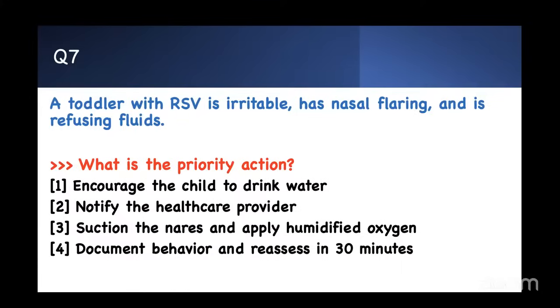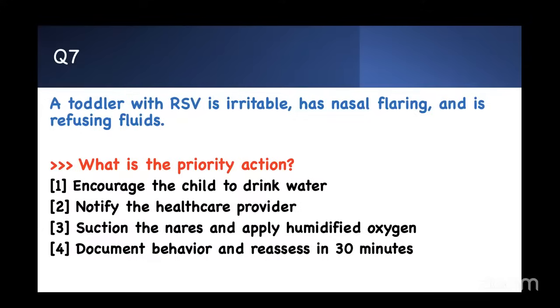The answer is there. Encourage the client to drink water. Do you think water or dehydration is the RSV problem? Notify the healthcare provider. Do you know what the doctor would ask you? Suction the nose and apply oxygen. Is this appropriate for an RSV patient? Document behavior and reassess in 30 minutes. What do you think? What do you think?